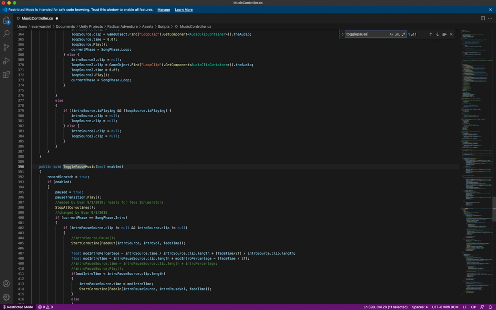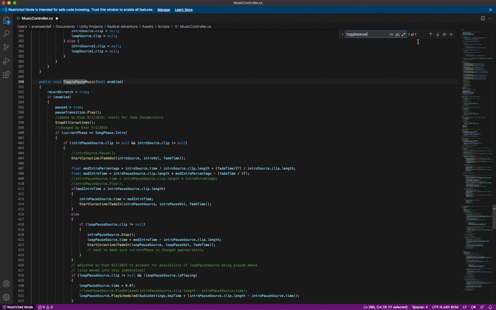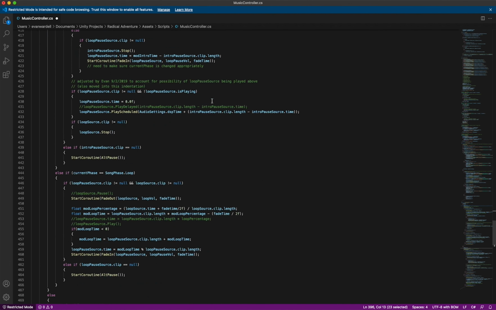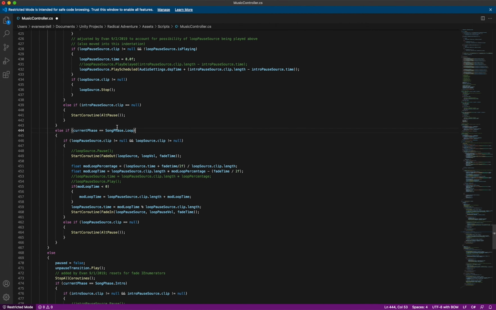If we scroll down to the toggle pause music function, you'll see that the first thing we do is play the pause transition audio source, which is a record scratch sound that acts as a stinger, providing a sort of sonic cover under which the transition behavior can occur more seamlessly. As for that transition itself, to keep things simpler, let's first just look at the case in which the music is already looping by the time the transition occurs.